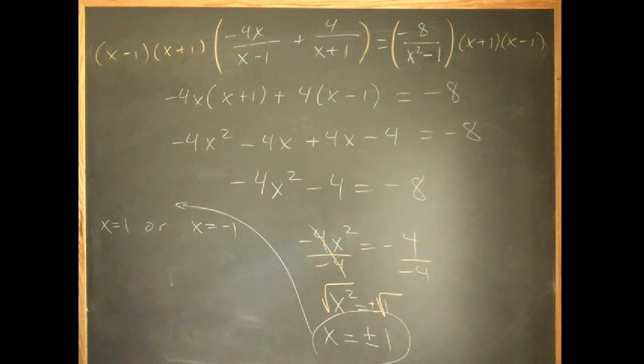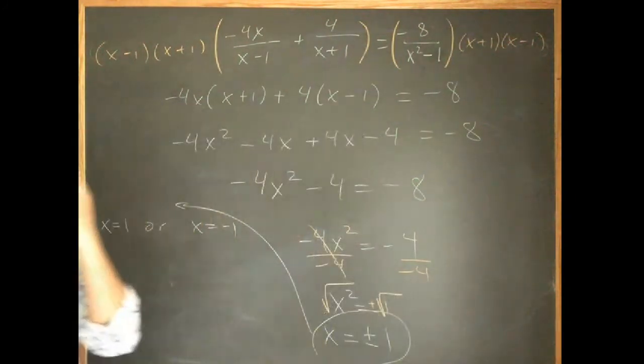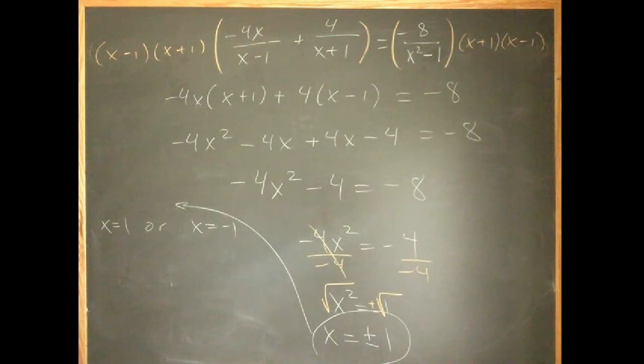What's the issue? What is the problem? This is not the solution. Neither 1 nor negative 1 are solutions to this equation. So in Infinity, you'd have to write down no solution. But the question I have for you guys is why? What is the issue here?